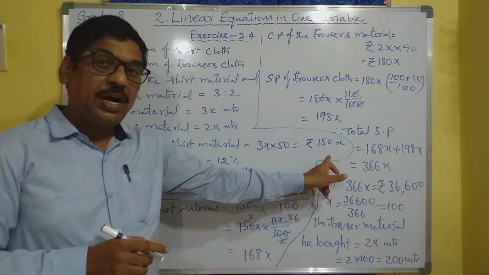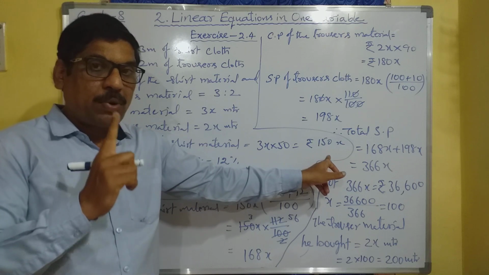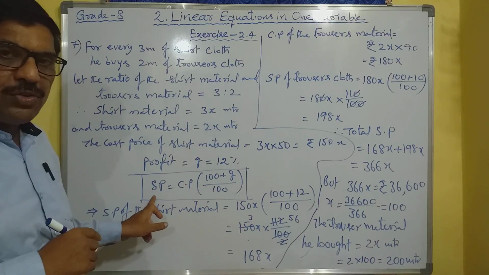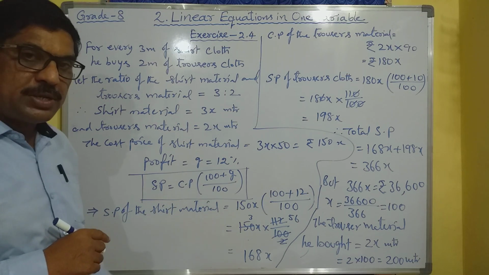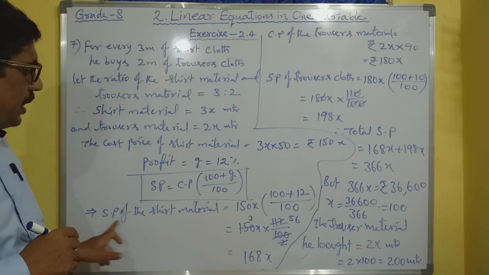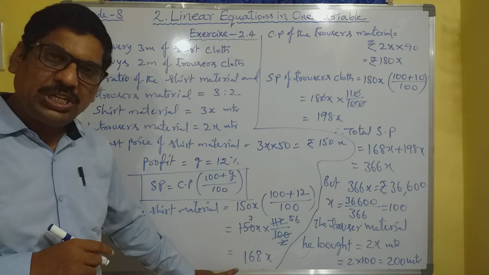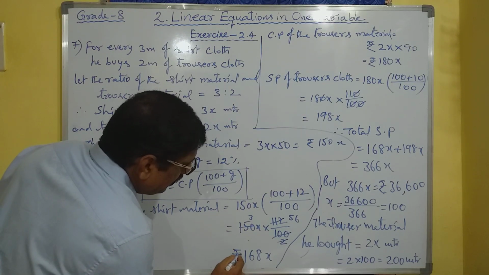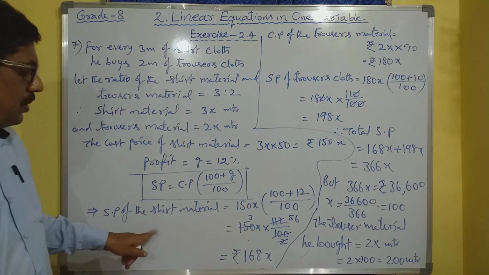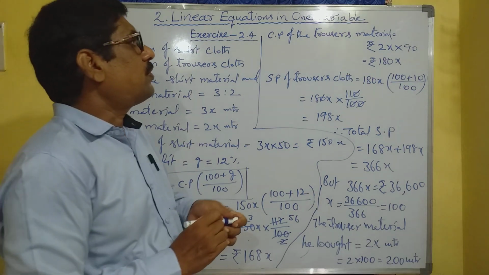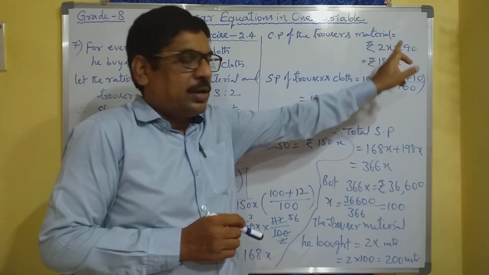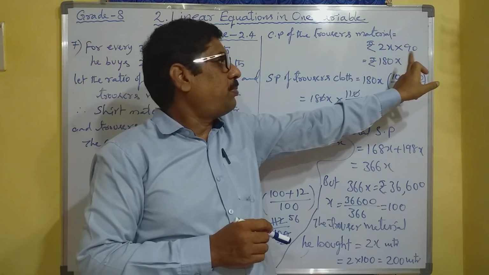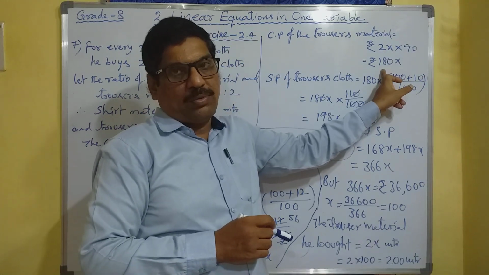This is the cost price. But he has given the profit on the shirt material is 12%. Therefore, by using the formula SP is equal to CP into (100 plus G) by 100, we get the selling price 168x. 168x rupees is the selling price of the shirt material. Now, the CP of the trousers material. Trouser material is 2x meters. So, each meter is 90 rupees. 2x into 90, 180x rupees.